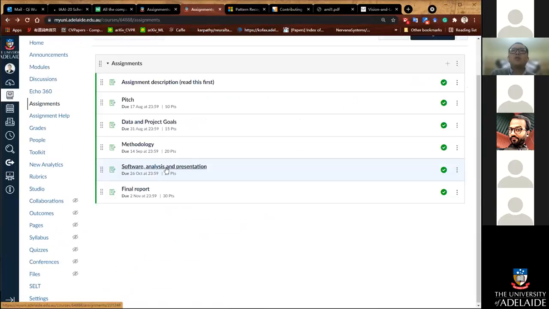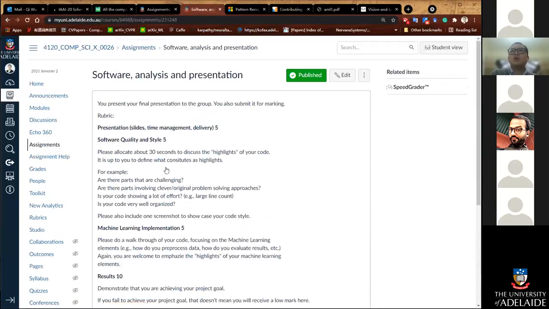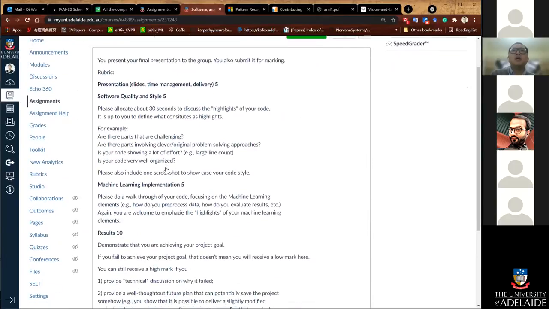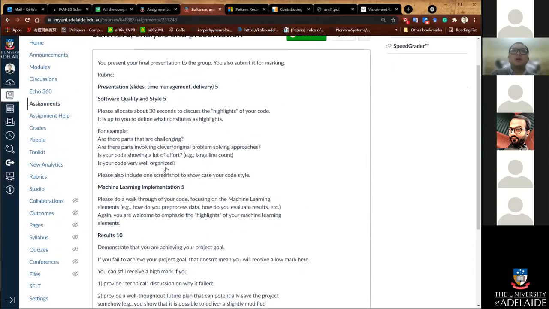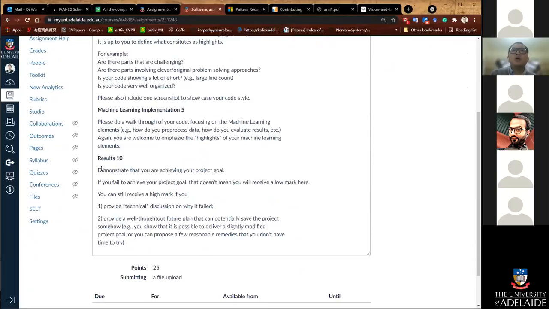And you also have the final presentation, basically the software analysis and the presentation. So, results: again, the results are worth 10 marks. It's not marking for the percentage or the accuracy you get. It's about the discussion, right? You have to show the result. You will have no marks if you don't have results, right?